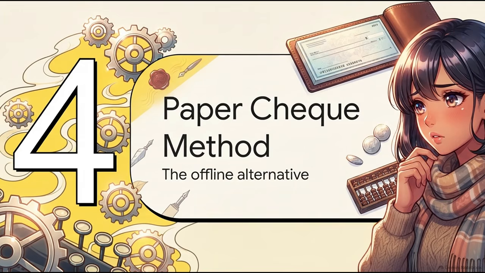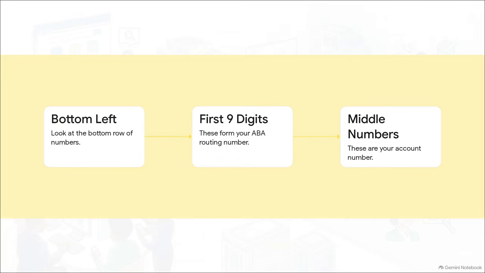Or maybe you just prefer doing things the old school way? Well, that brings us to Section 4, the paper check alternative. If you have a physical U.S. checkbook handy, your routing number is printed right there on the paper in that kind of funny magnetic ink computer font along the bottom. The standard layout for a U.S. check means you just look at the bottom left corner.